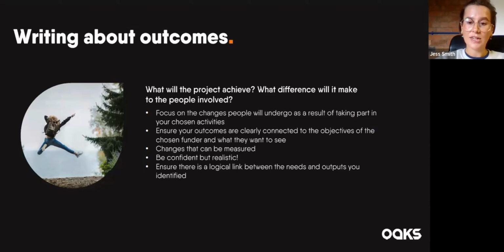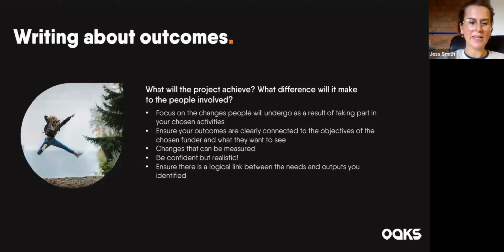So you've had your project, you've spoken about it, and you've justified the need and why your organisation is best placed to support them. You'll now talk about what changes you'll make, what you expect to see, what you anticipate will be improved in your beneficiaries throughout the programme. You'll ensure your outcomes are really clearly connected to the objectives of the chosen funder and what they want to see.